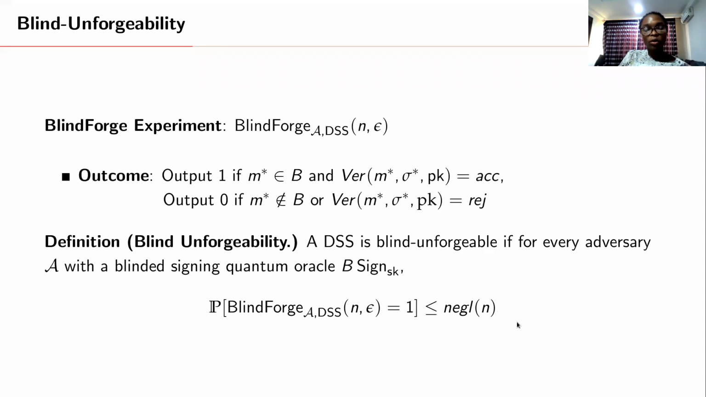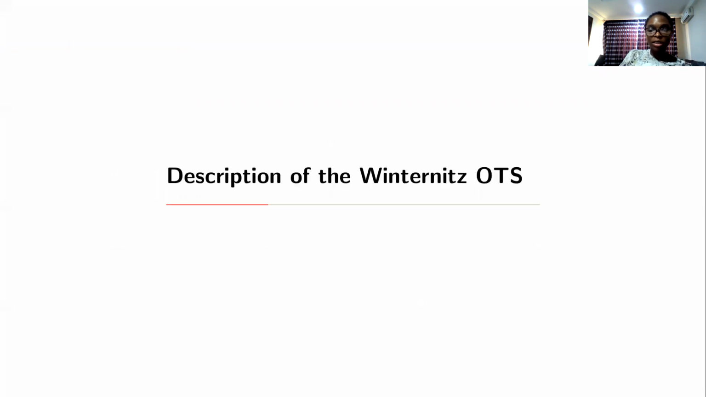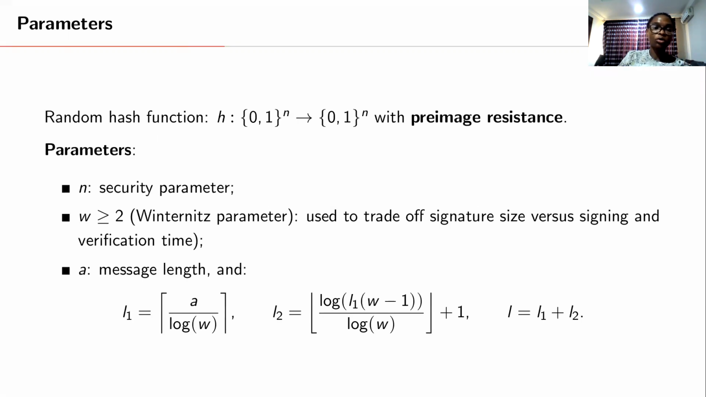So now that we know what a digital signature scheme is and how security is defined for digital signature schemes, we move to the description of the Winternitz One-time Signature scheme, for which we intend to prove the security in the quantum random oracle model. The Winternitz One-time Signature scheme uses a random hash function. In our case, that function has pre-image resistance. That hash function is used to generate the secret key and also to generate the signature.